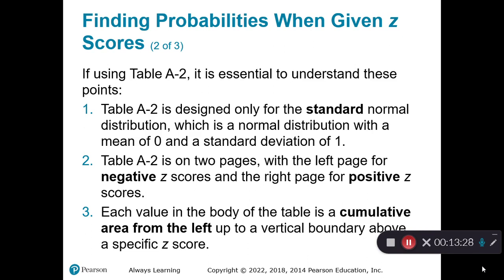What makes the standard normal distribution special is that it has a mean of 0 and a standard deviation of 1. Other normal distributions can have a mean that is different than 0 and/or standard deviations that are some other number than 1. Table A2 falls on 2 pages of our formula packet. One page is dedicated to negative z-scores and another to positive z-scores. Each value in the body of the table represents a cumulative area from the left all the way up to a vertical boundary above a specific z-score.